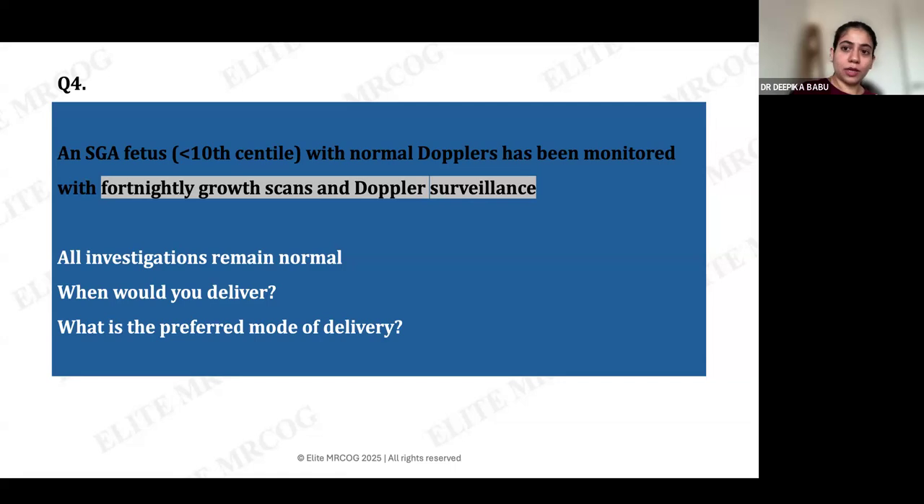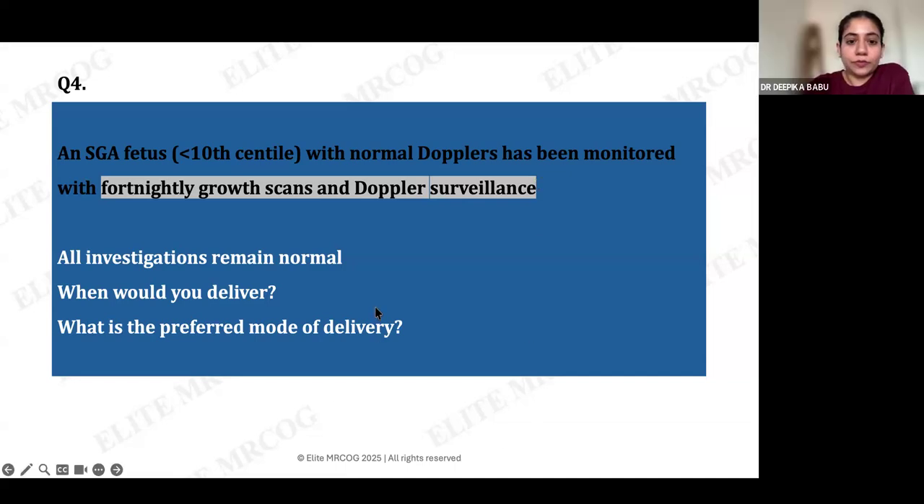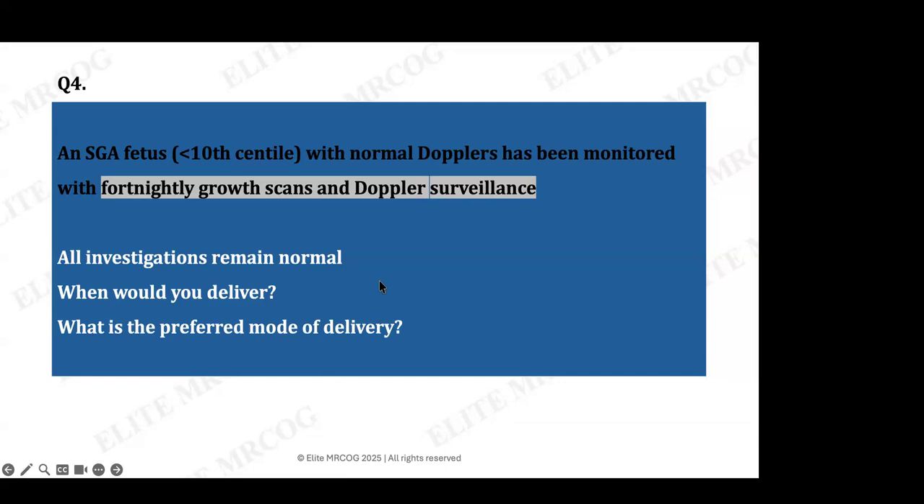All the investigations are normal. I mean, you kept monitoring, everything was normal. When will you deliver her, and what is the preferred mode of delivery? 38, 39 plus 6. One of you. Yes, Basma? We will deliver her if we find absent end-diastolic flow or reversed.